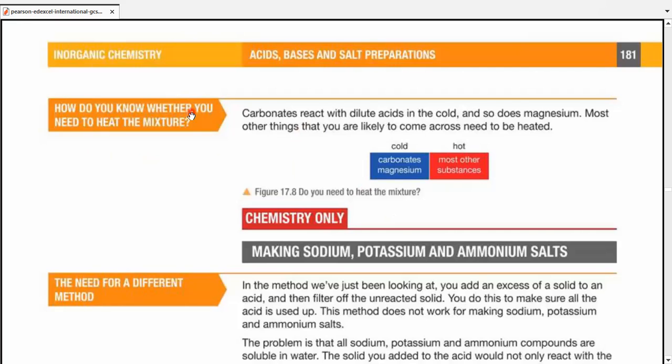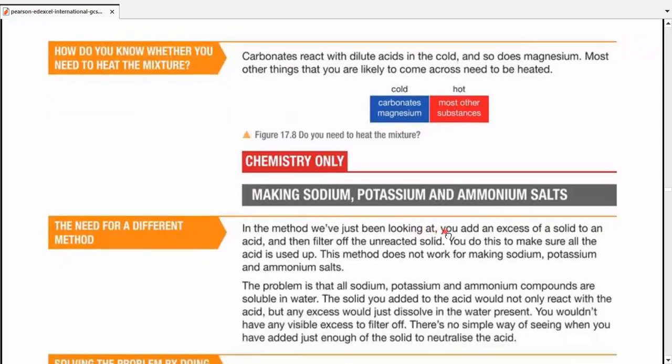Now, how do you know whether you need to heat the mixture or not? Carbonates react with dilute acids in the cold, and so does magnesium. Most of the things that you're likely to come across need to be heated. So that's an easy way to know. Magnesium and carbonates can be used in a cold system. However, all other substances, oxides or hydroxides or other substances, might need heating. So do the metals.